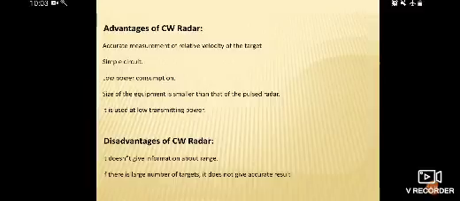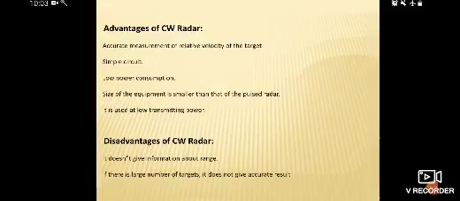The next one is the disadvantages of CW radar. It does not give information about the range. Even in the modified CW radar, it does not give information about the range of the target. And if there are a large number of targets, it does not give an accurate result. Whenever there are many targets in the atmosphere, CW radar does not give accurate results.